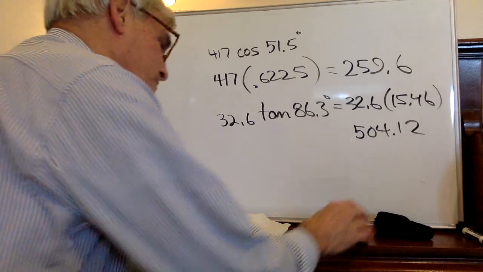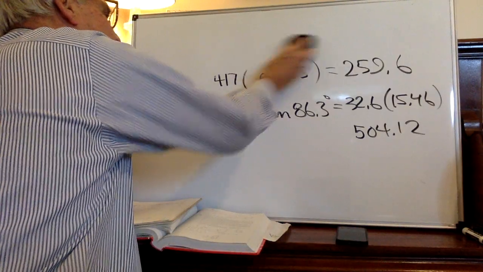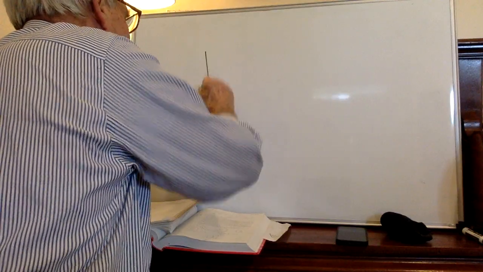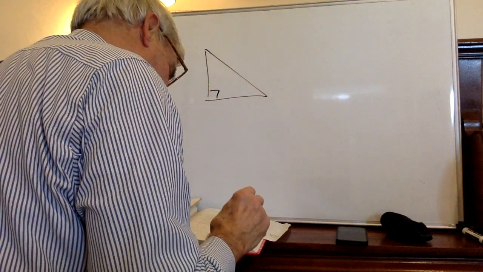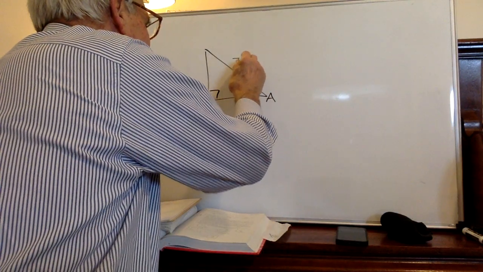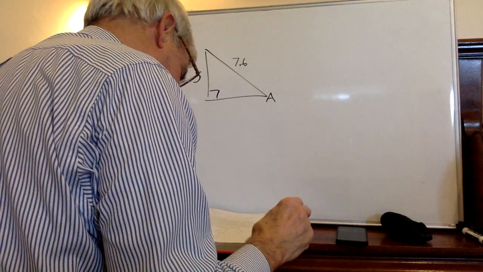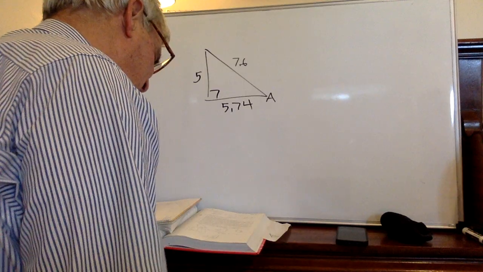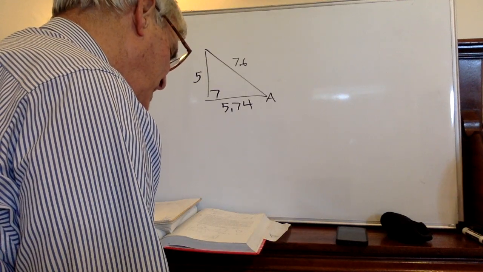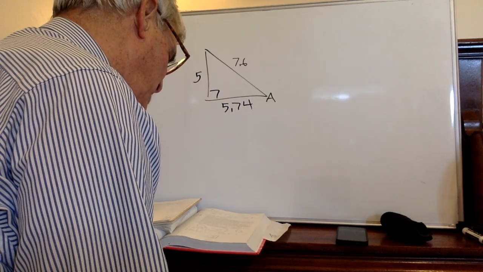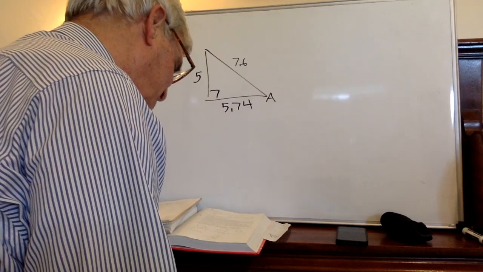Number 7. Number 8. Number 8, they gave you a series of triangles. The first one looked like this. It's a right triangle. They told you this is angle A, and this was 7.6, this was 5, and this was 5.74. And here they said find the sine, cosine, and tangent in the triangle and do it to 2 decimal places.